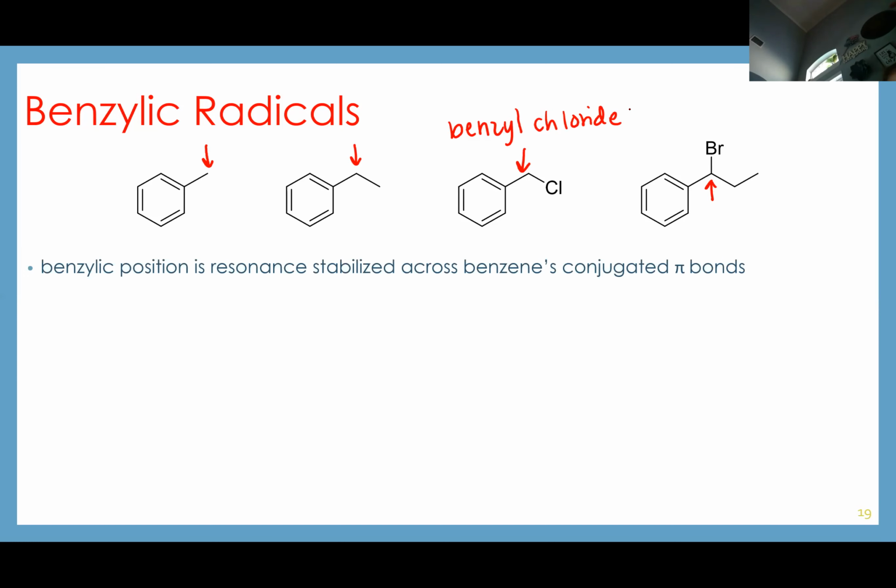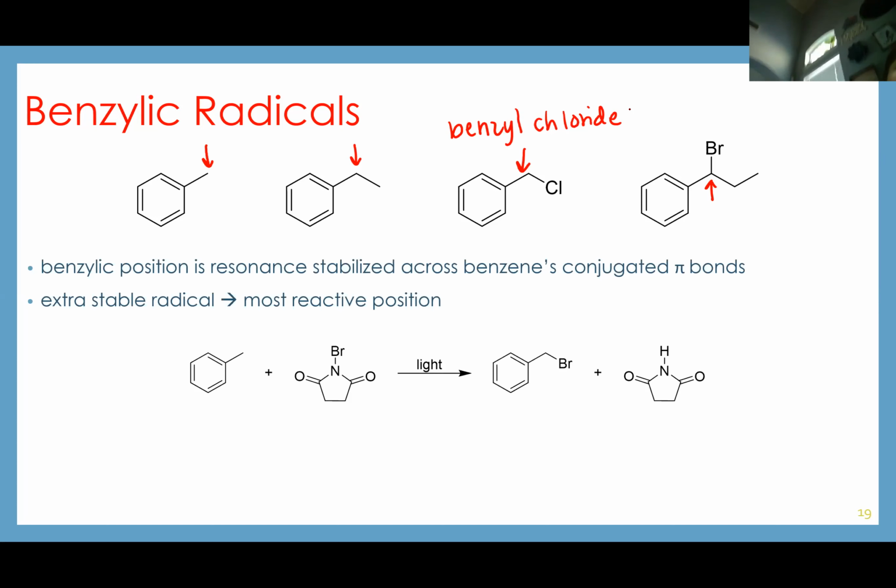So creating a radical in the benzylic position is highly stabilized through resonance across all of benzene's conjugated pi bonds. This makes it an extra stable radical and therefore the most reactive position because a hydrogen atom will be very easy to abstract from this position. So if you react a benzene containing compound that has hydrogens in the benzylic position, it will react with NBS in the presence of light to substitute in the benzylic position. So this would be benzyl bromide.